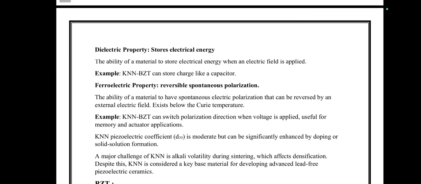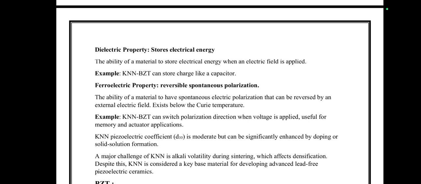Dielectric property, it stores electric energy. The ability of a material to store electrical energy when an electric field is applied. KNN-BCT can store charge like a capacitor. It's an example of dielectric property.